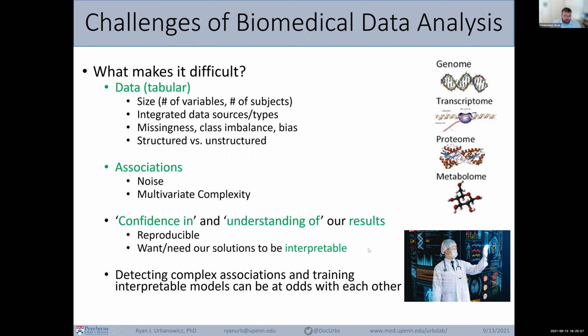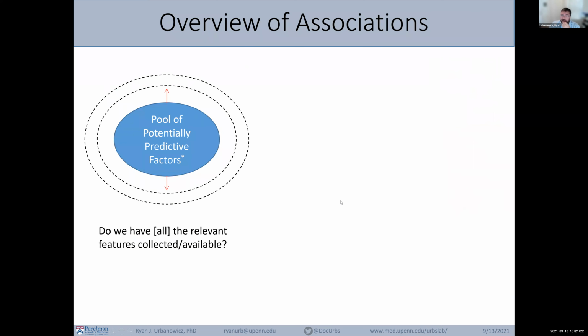Now, notably, when we care about detecting complex associations, this can be at odds with training an interpretable model, right? Because in order to find these complex multivariate patterns in data, we often need to rely on more and more sophisticated machine learning methods to suss out those complexities. And as we've already discussed, there can be a trade-off there. And that's something we try and tackle in our own work.